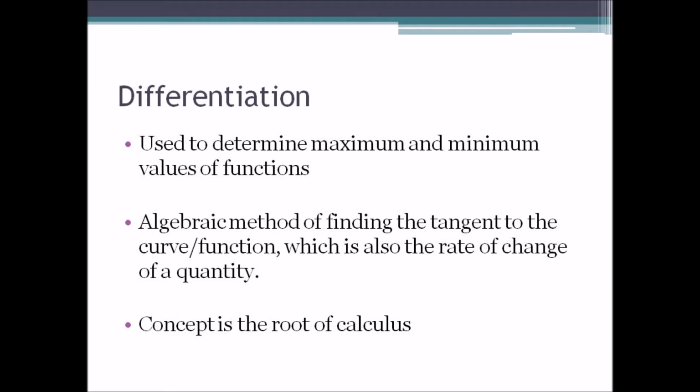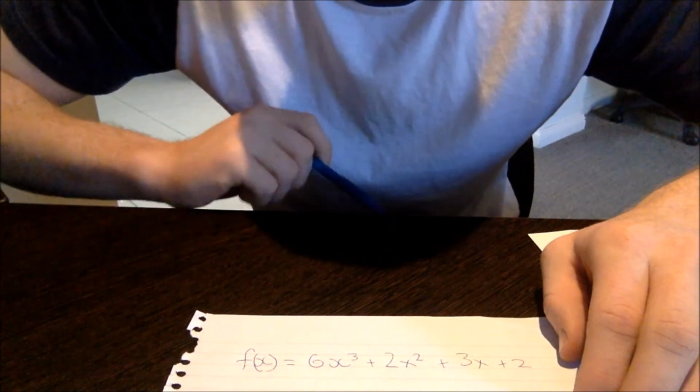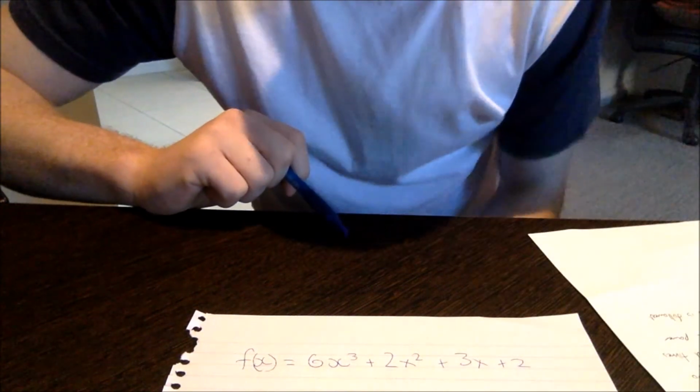Differentiation is a powerful concept used in mathematics to determine the maximum and minimum values of functions. It is the algebraic method of finding the tangent to the function at any point. The derivative is a concept that is at the root of calculus. Differentiation is seen as an indispensable tool in every branch of science and engineering. Here are some simple examples of differential equations which I'll be showing you how to solve.